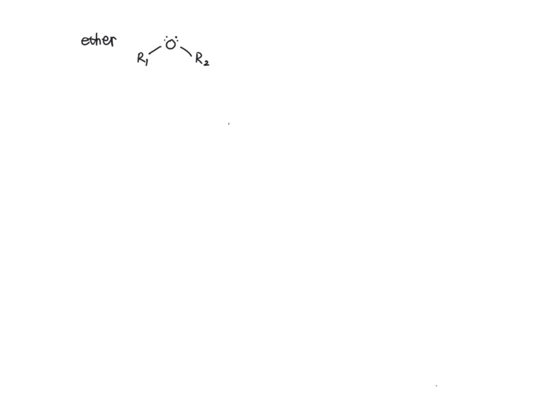So ether can be symmetric, when these R1 and R2 groups are the same. For example, this is a very common solvent that is called diethyl ether. So when they are exactly symmetric, that is diethyl ether, having two ethyl groups on the oxygen. And it can also be asymmetric. For example, if on one side you have an ethyl group, the other side you have an isopropyl group.